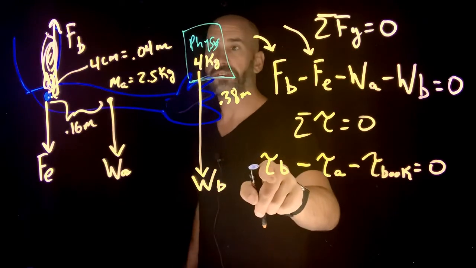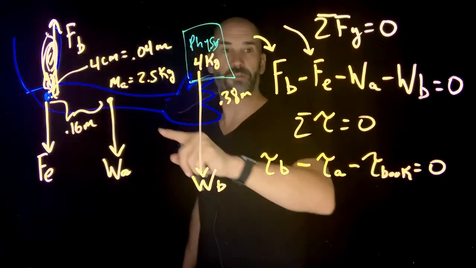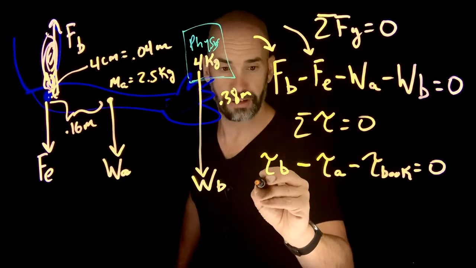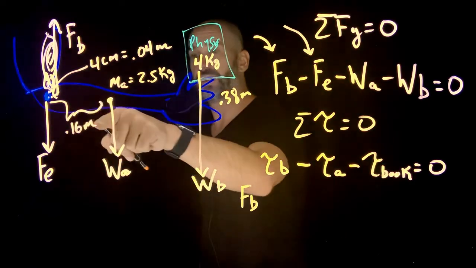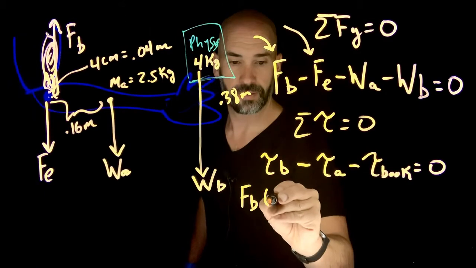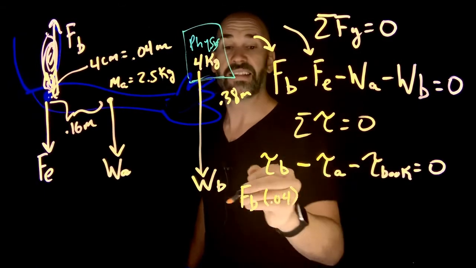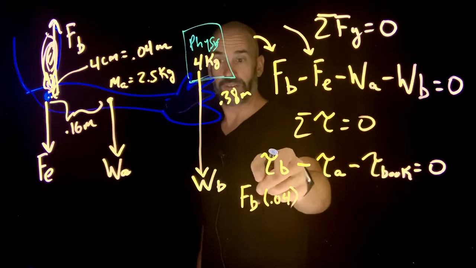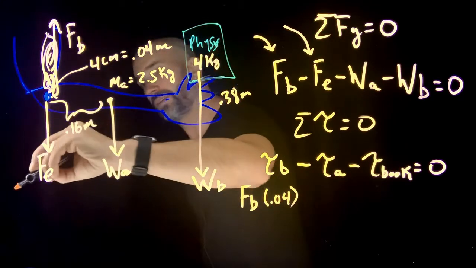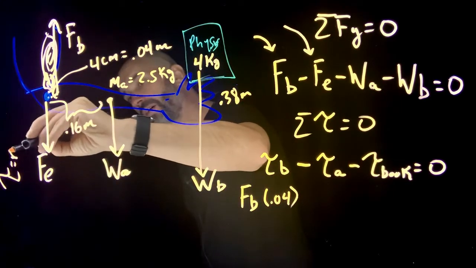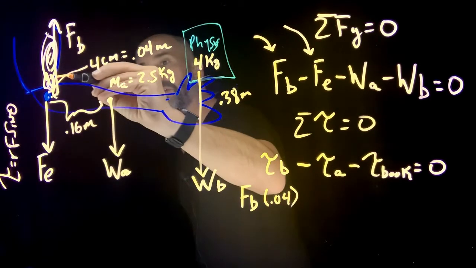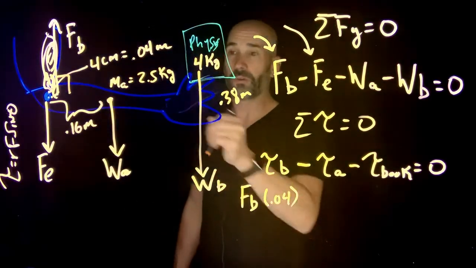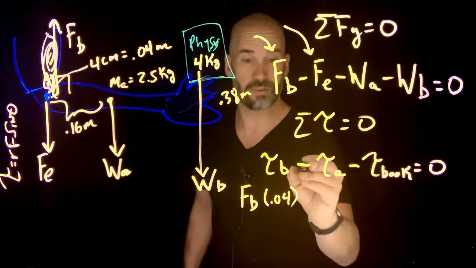Well, what is the torque of the bicep? Well, the bicep force, we don't know. We're trying to find it. So force of the bicep times that distance. Remember, it's 0.04, and then lastly, sine of theta. Torque is r F sine theta. And that angle is 90 degrees, so that's just 1. Makes life a little bit easy.